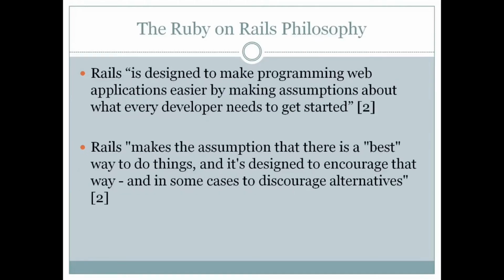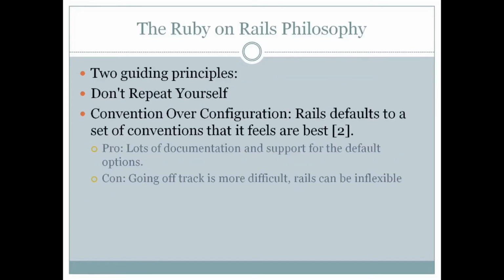Here are two key quotes about Ruby on Rails philosophy. Rails is designed to make programming web applications easier by making assumptions about what each developer needs to get started. It's on Rails, is basically what it's saying. Excuse the bad joke. Second quote here is, Ruby makes the assumption that there is a best way to do things, and it's designed to encourage that way, and in some cases to discourage alternatives. And that has both positives and negatives.